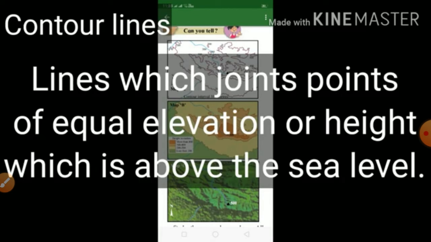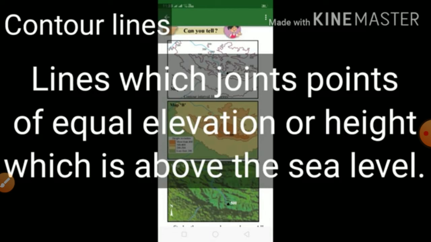Contour lines: lines which join points of equal elevation or height above the sea level. A contour map is a map illustrated with contour lines. For example, a topographic map, which shows valleys, hills, and the steepness and gentleness of slopes.